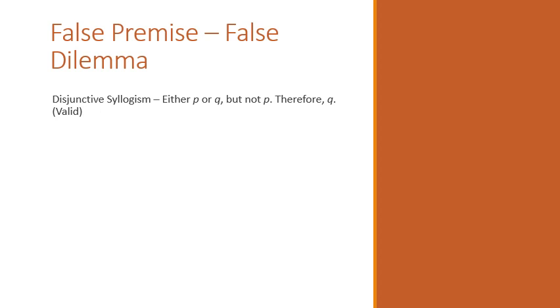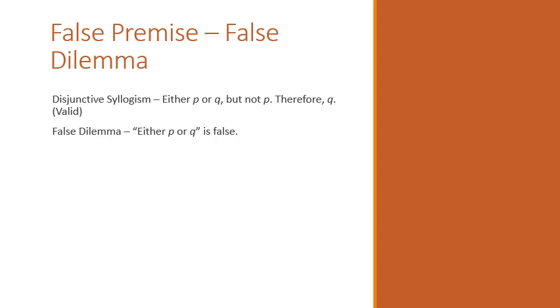So this is argument by elimination kind of reasoning, which is valid, right? If the premises are both true, that conclusion has to be true. So the only way for this argument to fail is to have one or more of the premises turn out to be false. And with false dilemma, the issue is that your either or sentence is false.